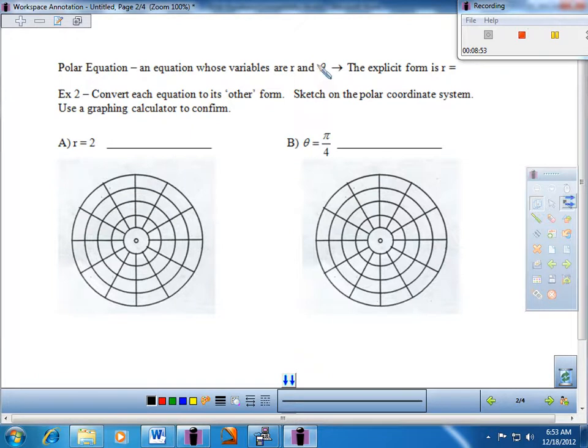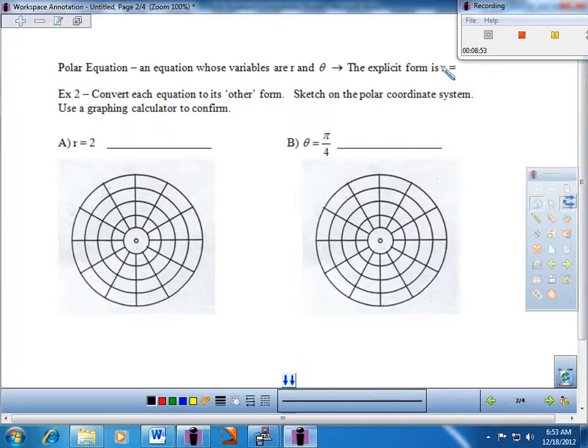You would sort of consider theta the independent variable, for lack of a better description, and r the dependent variable, again, for lack of a better description. And so what we're going to do is write this in what we would call our explicit form, r equals. In rectangular form, of course, everybody, that would be y equals, y in terms of x. And in this case, it's going to be r in terms of theta.